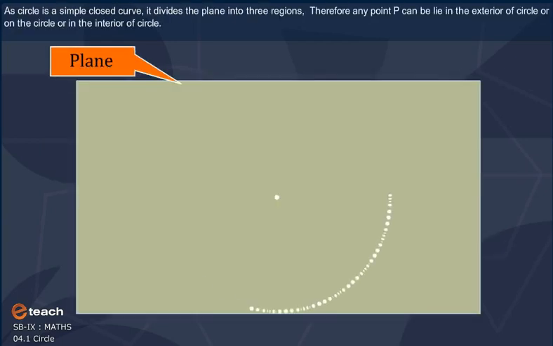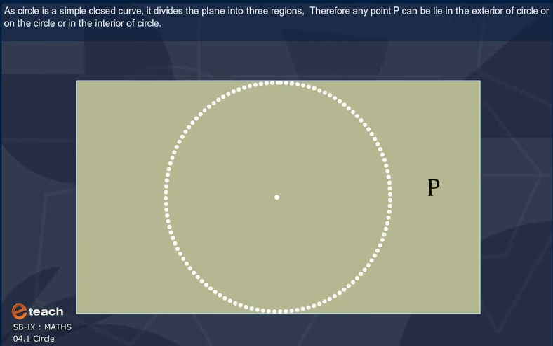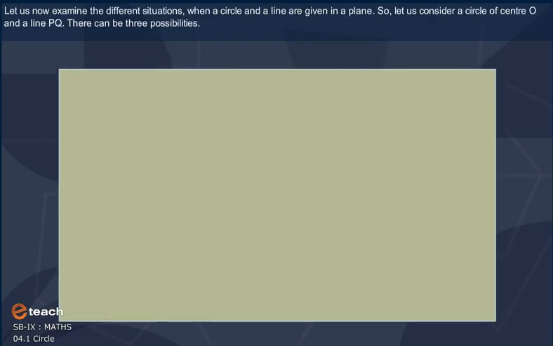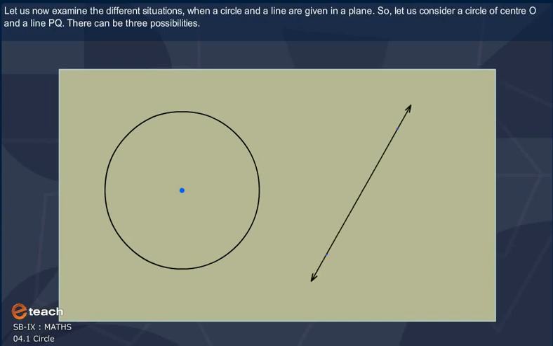As a circle is a simple closed curve, it divides the plane into 3 regions. Therefore, any point P can lie in the exterior of the circle, or on the circle, or in the interior of the circle. Let us now examine the different situations when a circle and a line are given in a plane. So, let us consider a circle of center O and a line PQ. There can be 3 possibilities.